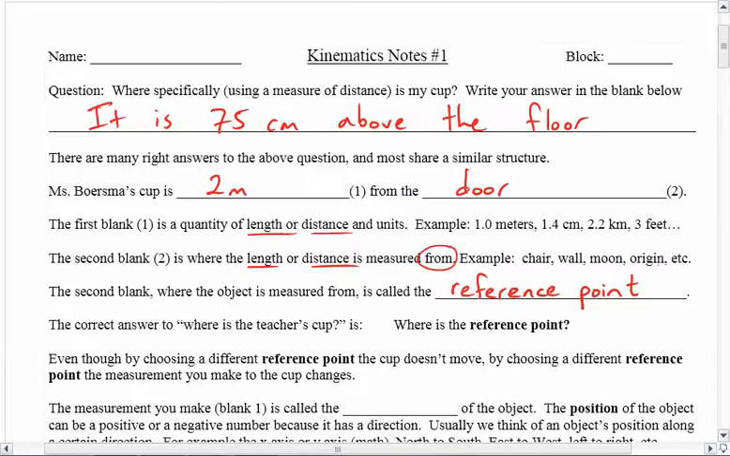So even by choosing a different reference point, the cup itself doesn't move, but the measurement changes. So it might be 2 meters away from one person in the class, but 5 meters away from somebody else. So the measurement changes based on the reference point. Now the measurement we made in blank number 1 is called the position.